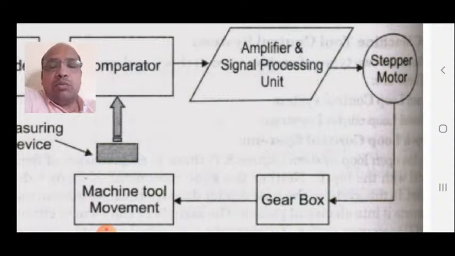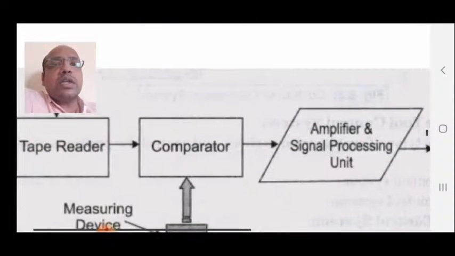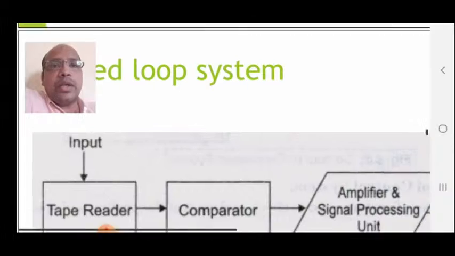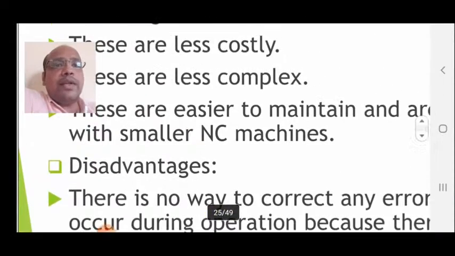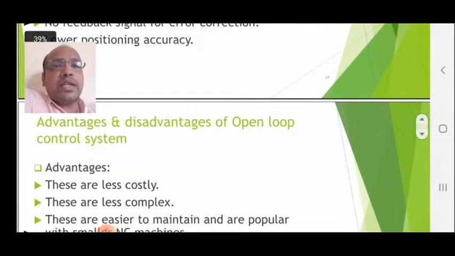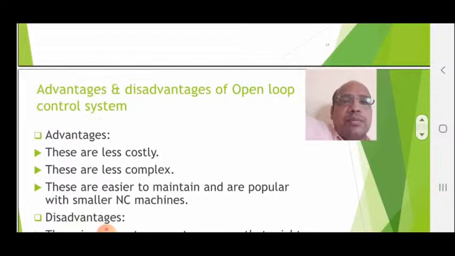So the remaining movement of 0.1 mm will happen by the instruction of only and only the comparator. So the comparator is a new component which is incorporated in the closed loop system. Now let us see the advantages and disadvantages of both the systems.